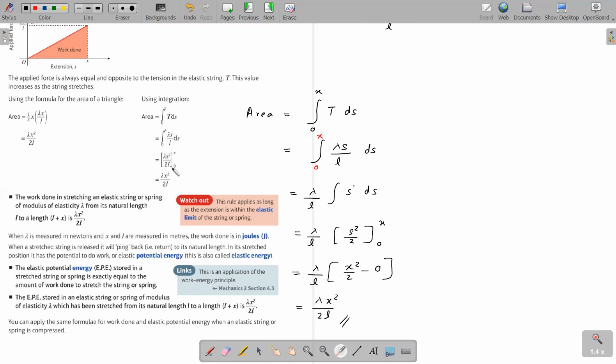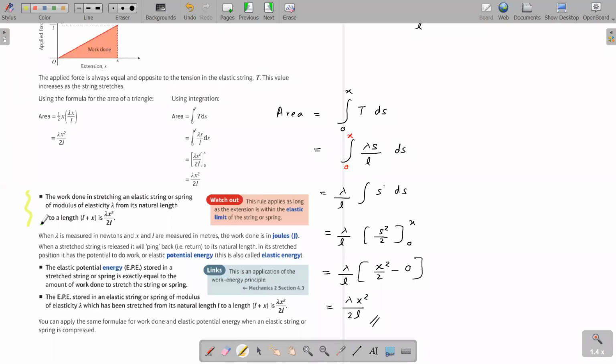So you can see whether you use integration or whether you use the area of the triangle, you get the same answer, the work done. Okay, so then we can write down this summary. So what is the summary over here? The work done in stretching an elastic string or spring of modulus of elasticity lambda from its natural length L to a length L plus x. Do you see? So from the natural length L, you are pulling it to a distance L plus x. So the work done in stretching the string is lambda x square over 2L.